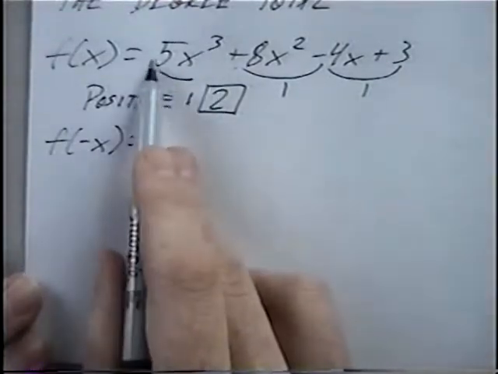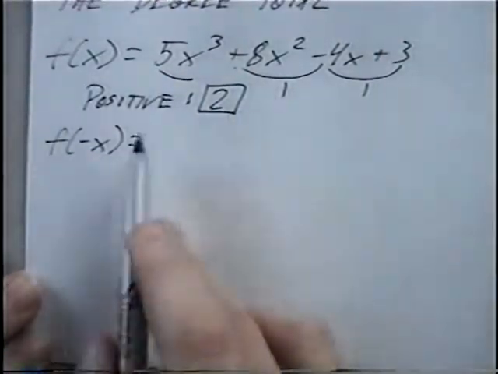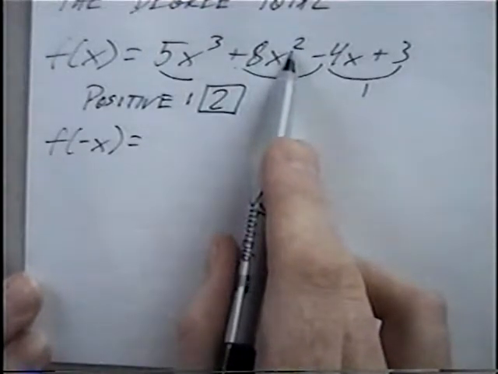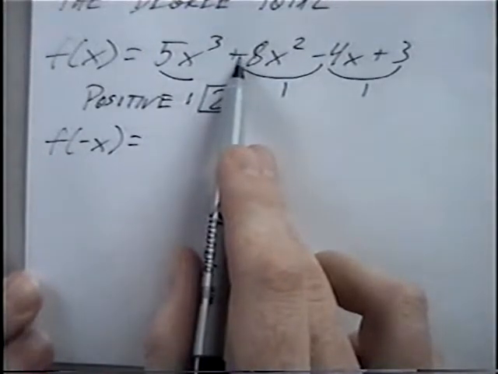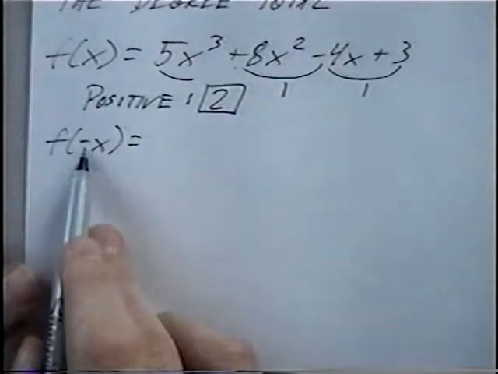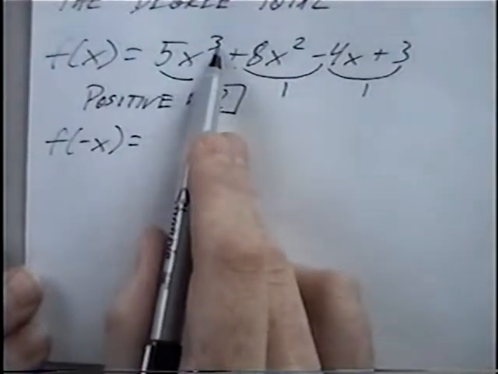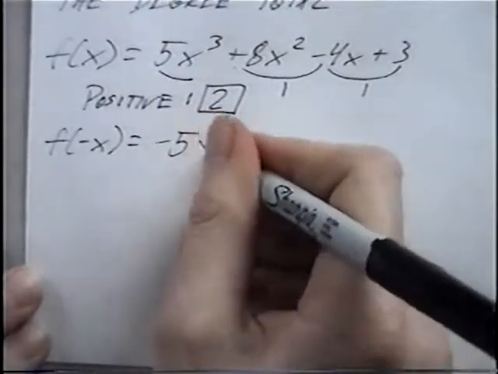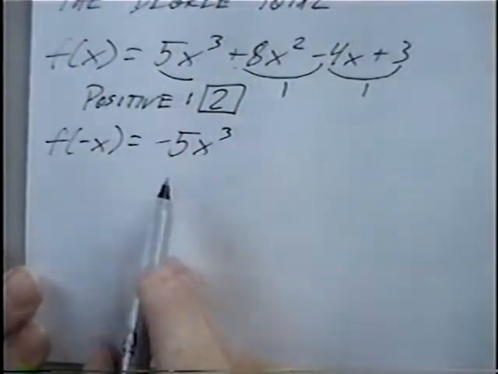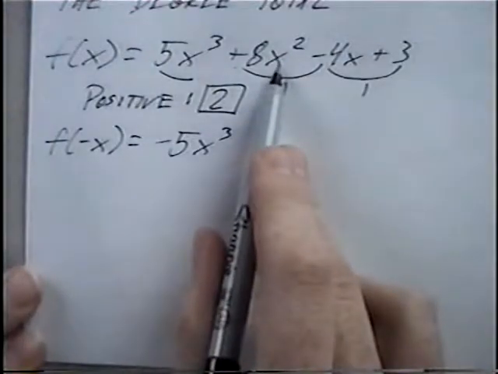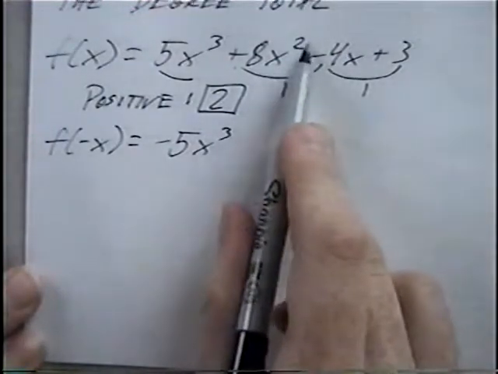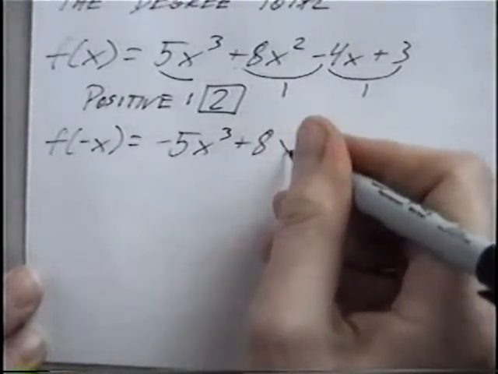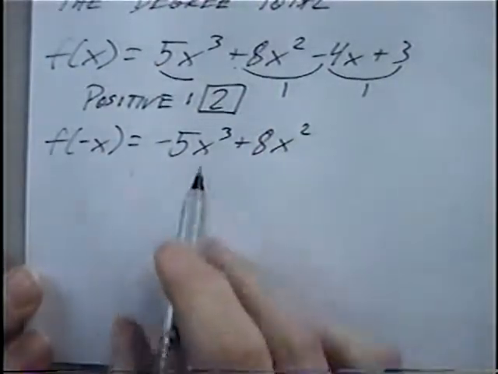A negative cubed is still going to be negative. But when you plug a negative in squared, a negative times a negative would be positive, and that will keep this positive. For example, if you put a negative in for this x cubed, the answer will be negative, so it will be negative 5x cubed. The next one, when you plug a negative in, negative squared will always be positive, so this will stay the same as positive 8x squared.